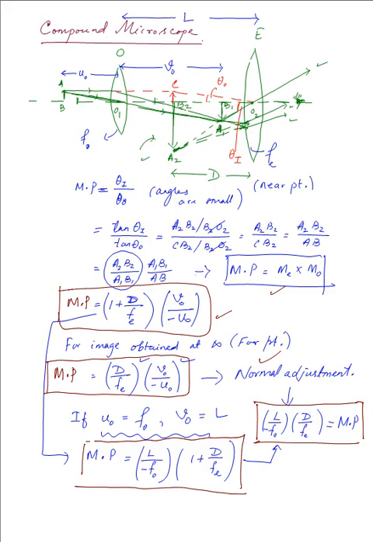So that's it for the compound microscope. In the next video, we shall be discussing the astronomical telescope, both the refracting and the reflecting type. And then we'll be ending with optical instruments, and then we can continue to the case of wave optics.